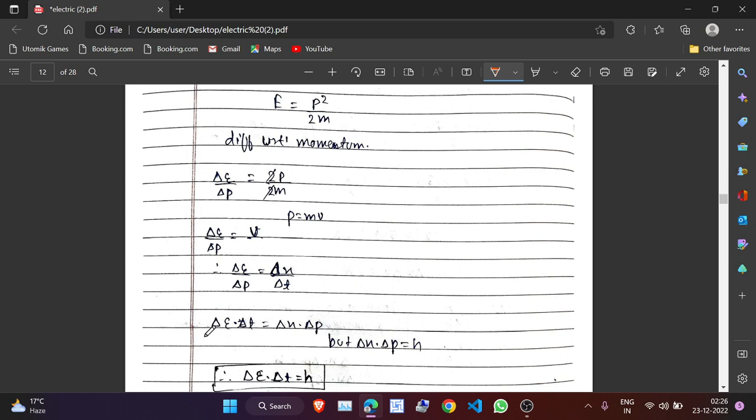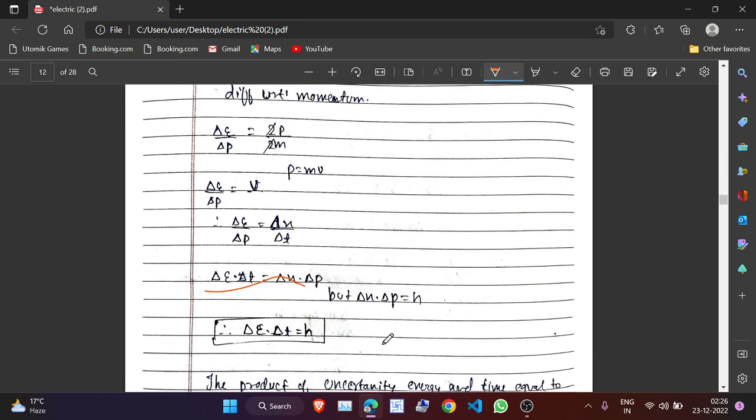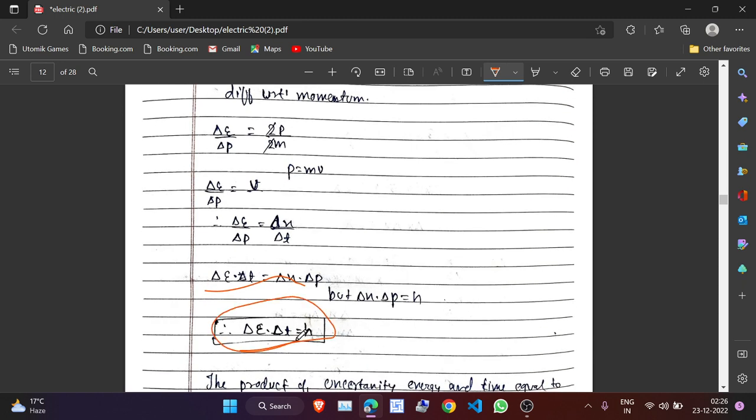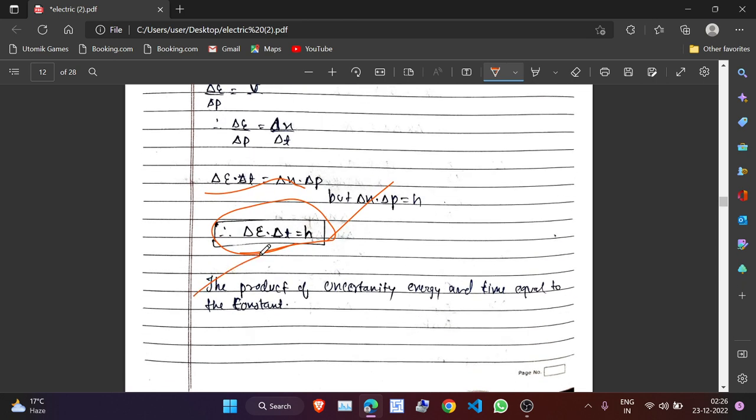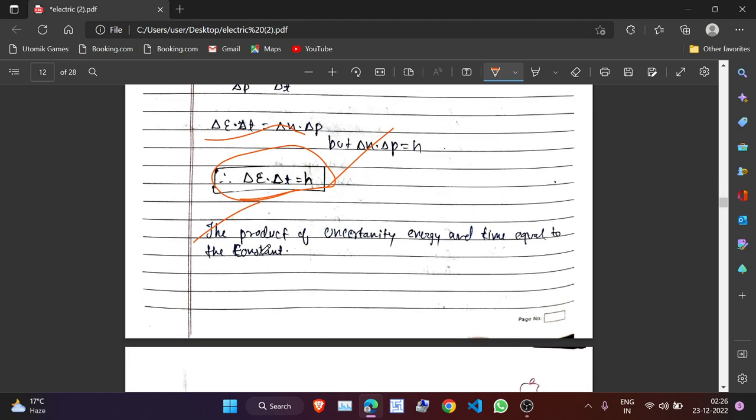After cross multiplication, delta E into delta t is equal to h. What does it symbolize? It symbolizes that the product of uncertainty in energy and time is equal to a constant. Here it is, the equation. The Heisenberg uncertainty principle is derived.